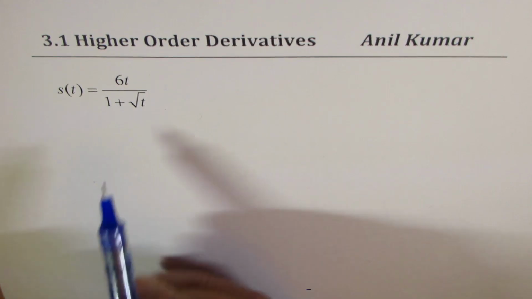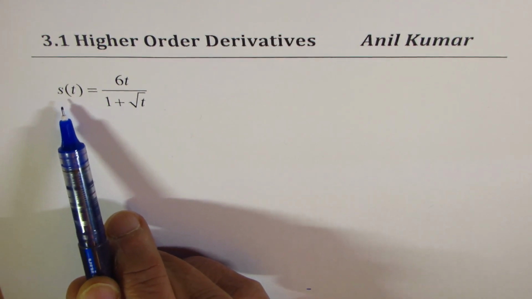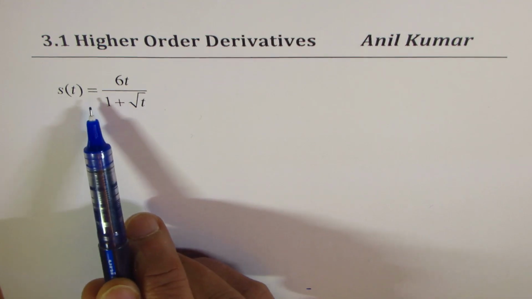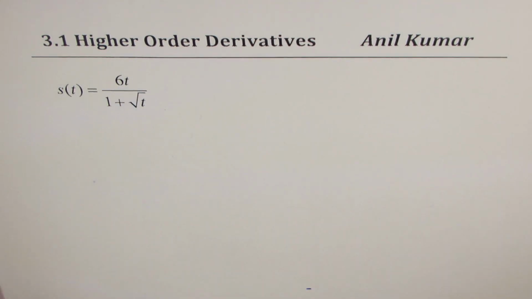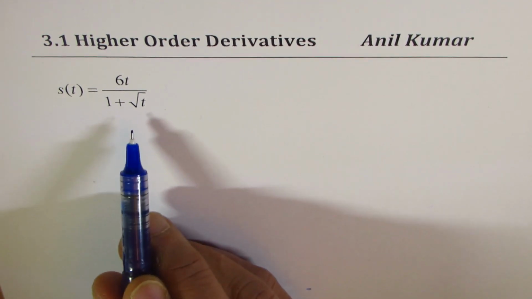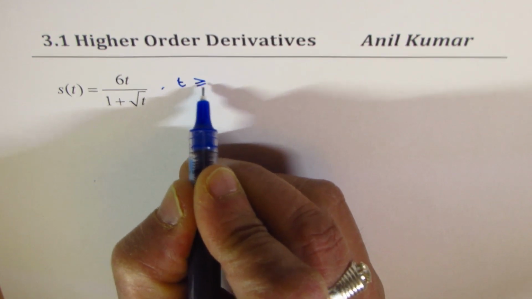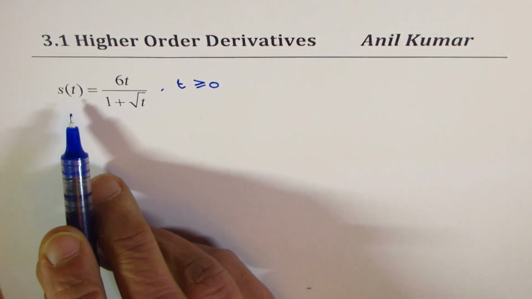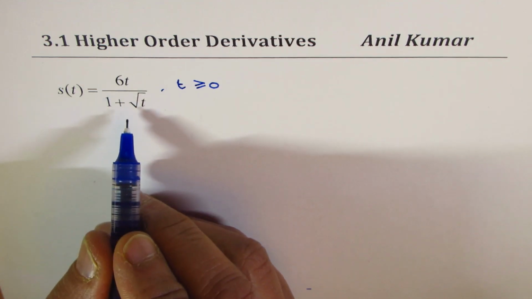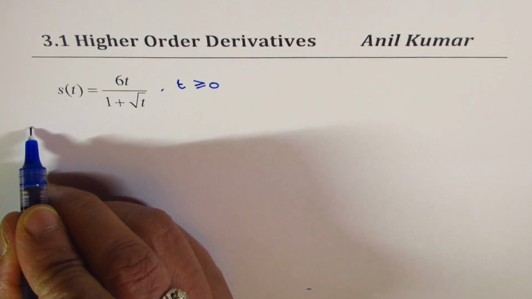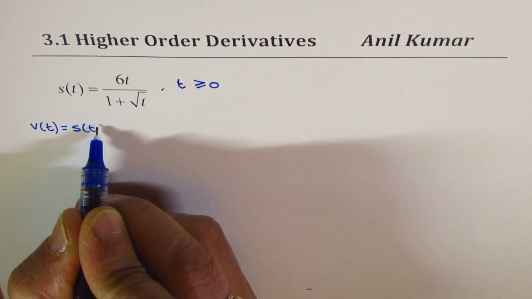Now let us find the first and second derivative of the displacement or position function s of t, which is given to us as equal to 6t over 1 plus square root t. Now in this case, we know that time t is greater than or equal to 0, and to find the first derivative, we'll apply the quotient rule. Velocity is the first derivative of displacement or position.